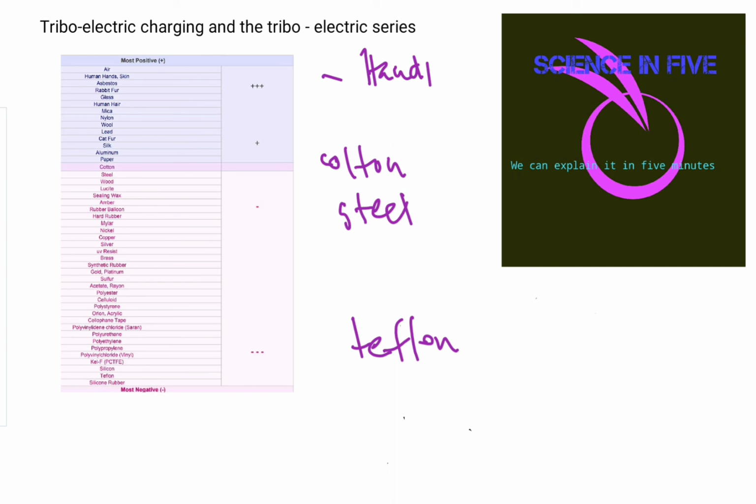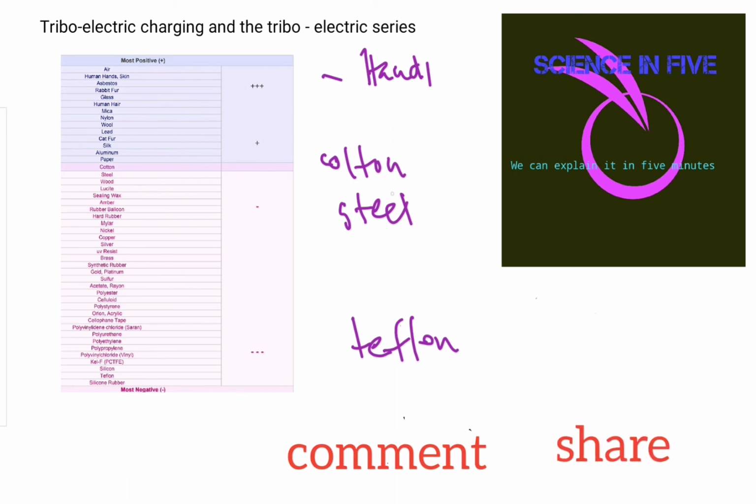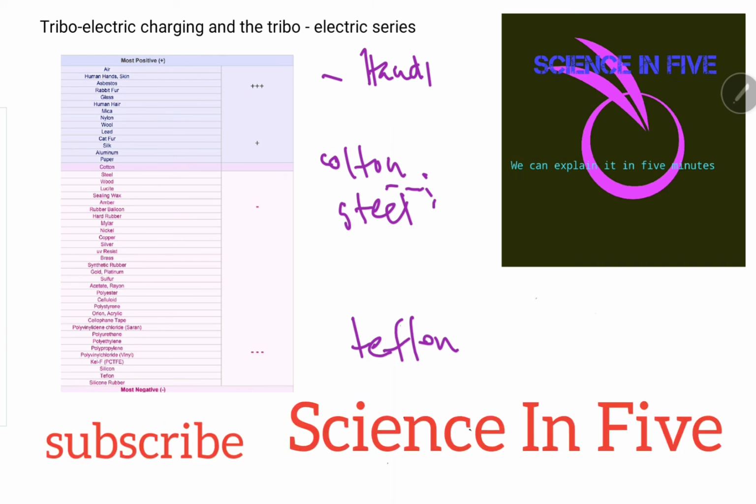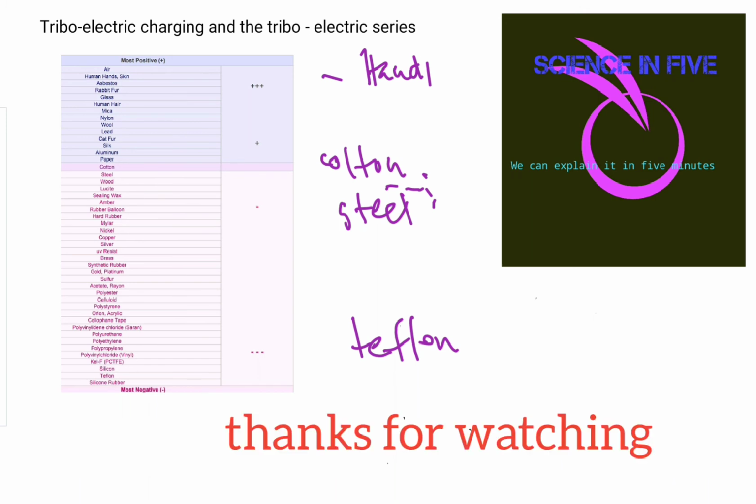So if you are going to design the interior of a body like a spacecraft, in theory you would need materials that are close to each other on this table, because the chances of those materials getting charged is very much less than materials that are far apart from each other.